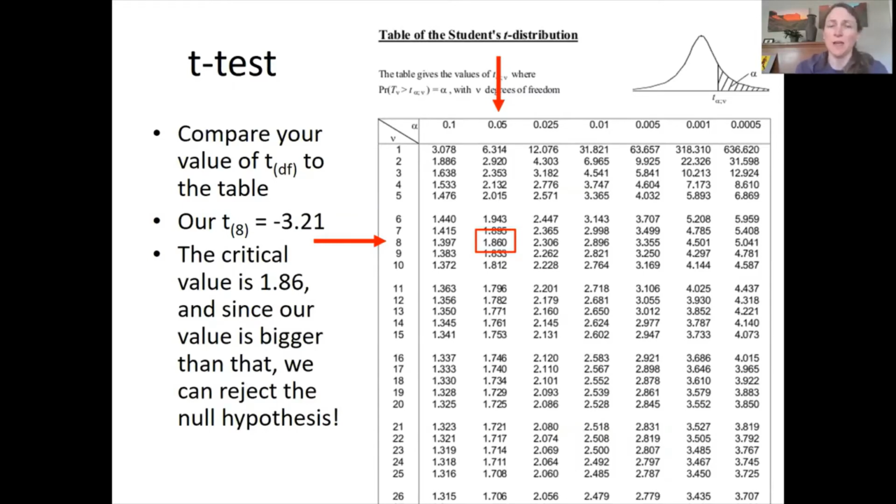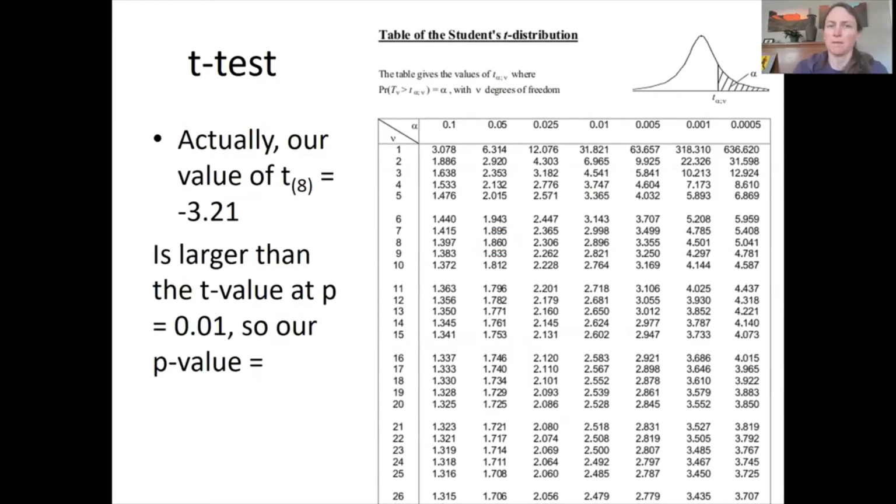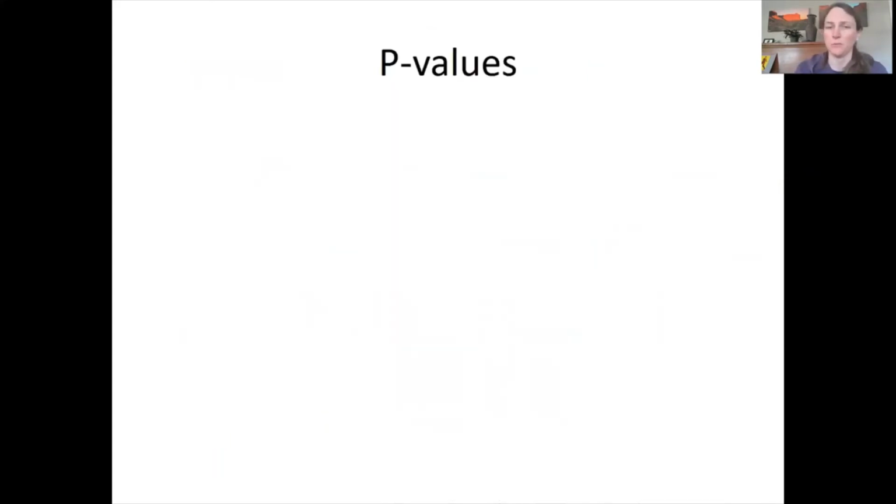Now, technically, our value of t is bigger, and so we could go all the way over to here because our value of 3.2 is somewhere between 2.896 and 3.35. That actually tells us that our p-value associated with the t-value of 3.21 is less than 0.01. So we would report p less than 0.01.